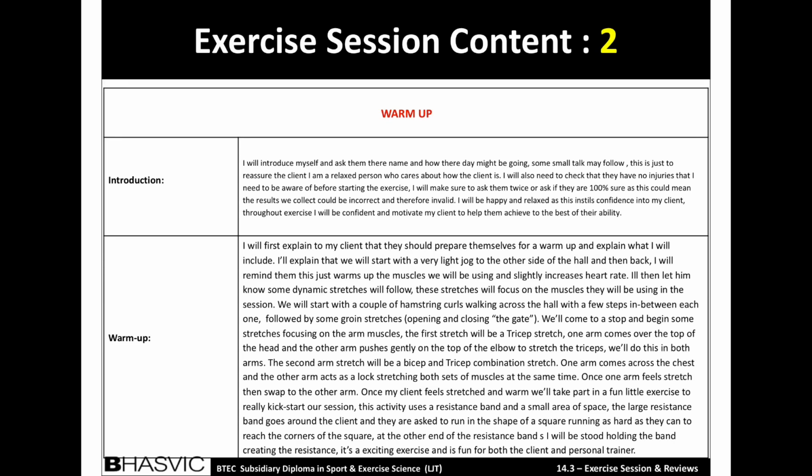I'll then let him know some dynamic stretches will follow. These stretches will focus on the muscles they'll be using in the session. We will start with a couple of hamstring curls, walking across the hall with a few steps in between each one, followed by some groin stretches, opening and closing the gate.